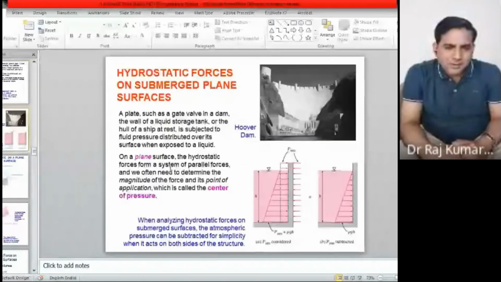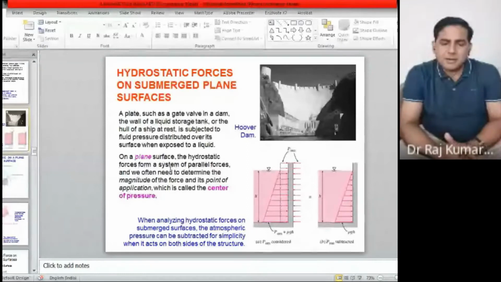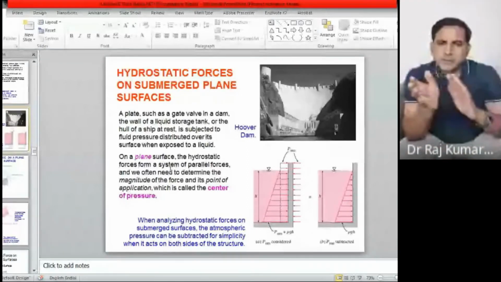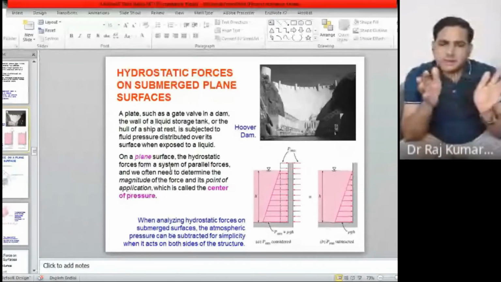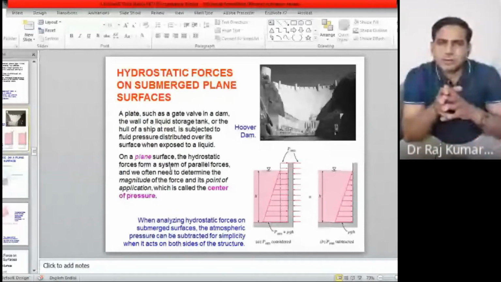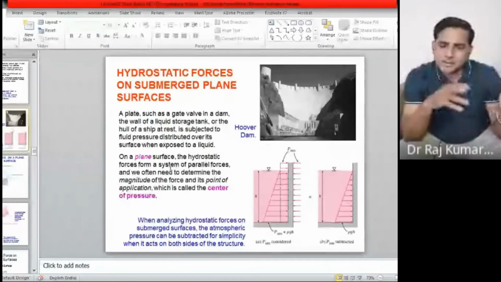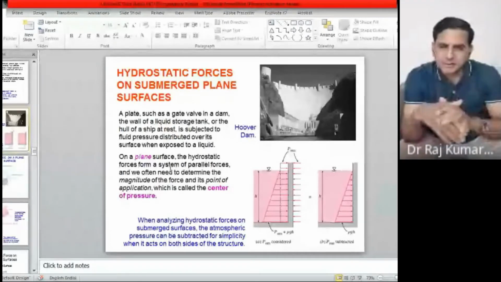Now, coming to the next part, hydrostatic force. First you have calculated the pressure, and then pressure devices, how to measure the pressure. Now you want to calculate the forces, as we explained in the last class. So we have that here.